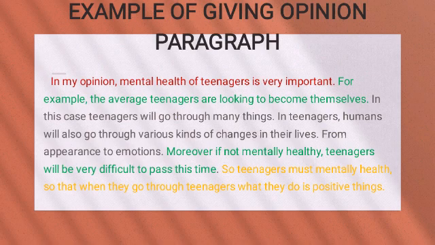The topic sentence of this paragraph is: in my opinion, mental health of teenagers is very important. The controlling idea is mental health of teenagers. First supporting sentence is: for example, the average teenagers are looking to become themselves. The first supporting detail is, in this case, teenagers will go through many things. The second supporting detail is, in their teenage years, humans will also go through various kinds of changes in their lives. And the last supporting detail is, from appearance to emotions.